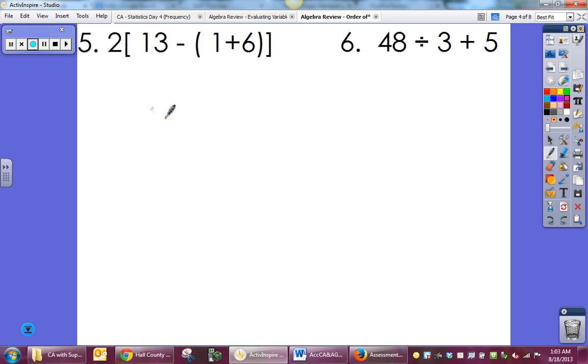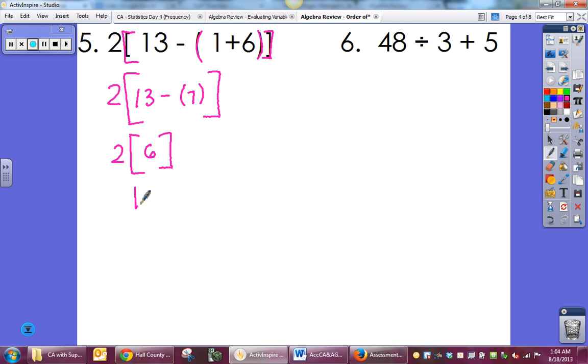Alright, so right here I have two sets of grouping symbols. I have brackets and I have parentheses. So I'm going to work my way from the inside out, which means that I'm going to start with the parentheses first. 1 plus 6 is 7. 13 minus 7 is 6, and 6 times 2 is 12. Over here, I have division first before I have addition. So 48 divided by 3 is 16. 16 plus 5, 21.